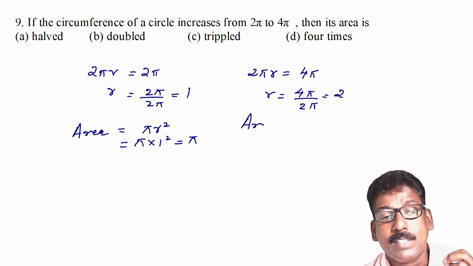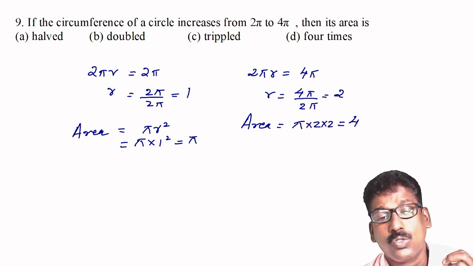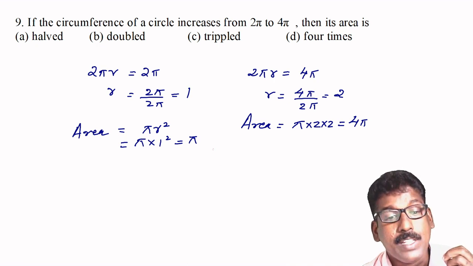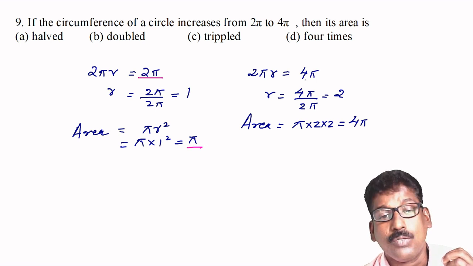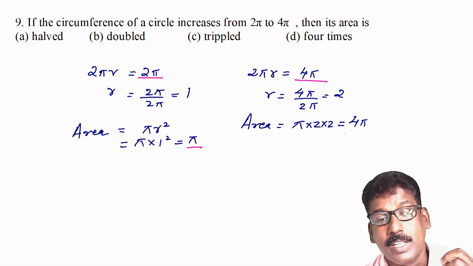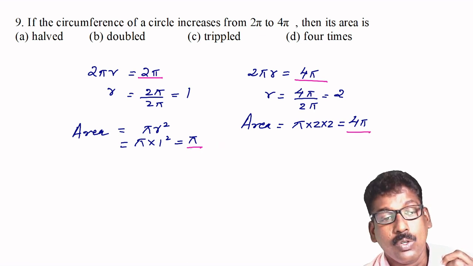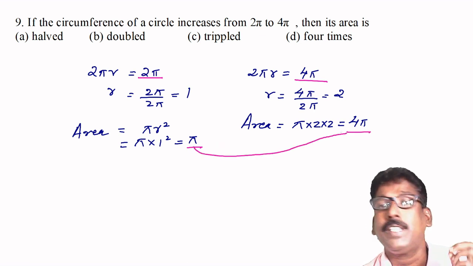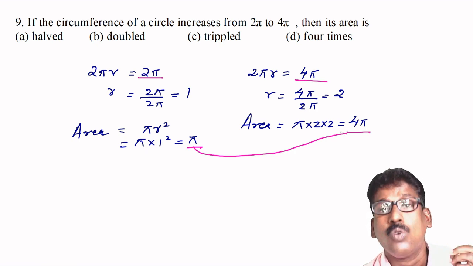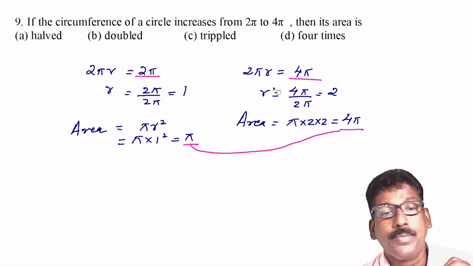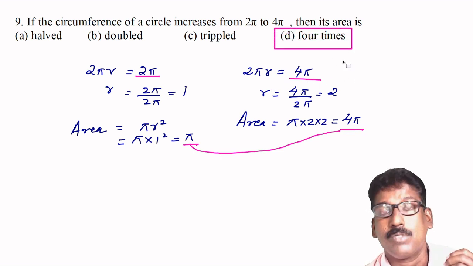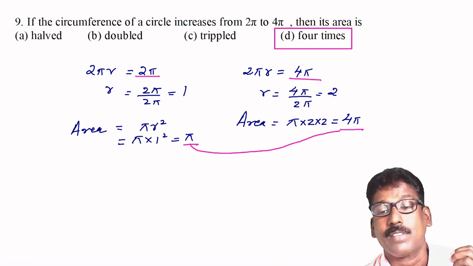Then what is the area? Area is equal to pi r square, pi into 2 into 2, that is 4 pi. That is when circumference is 2 pi, area is pi. When circumference is 4 pi, area is also 4 pi. So pi to 4 pi is the change. So area is 4 times increase. If the circumference of the circle increases from 2 pi to 4 pi, its area increases 4 times. So option D, 4 times is the correct option.